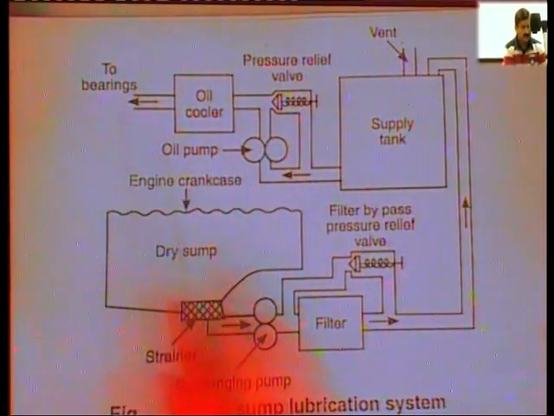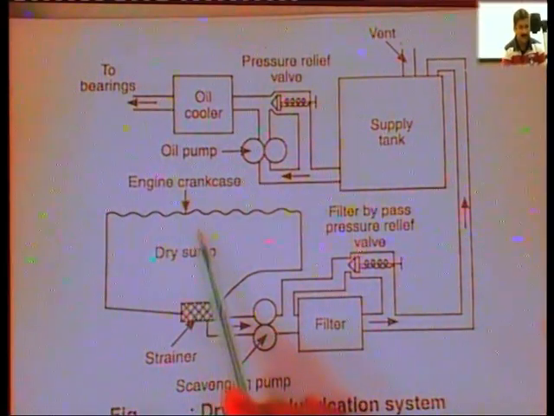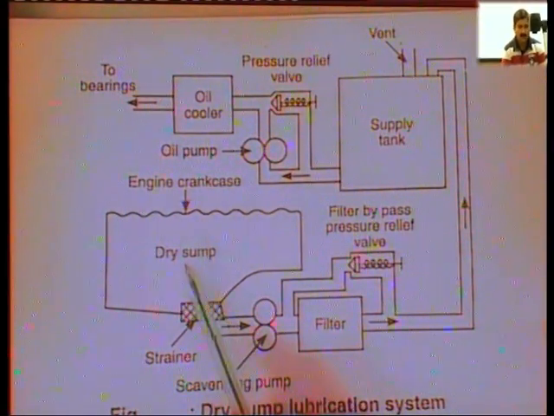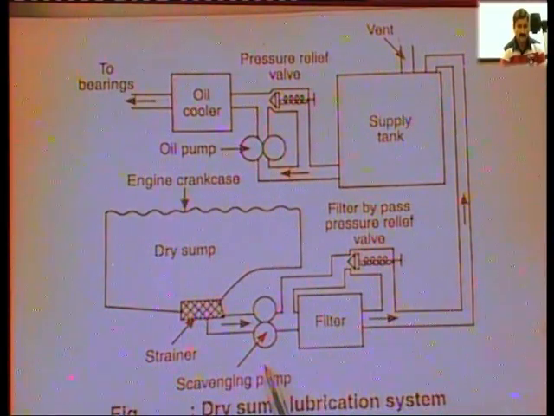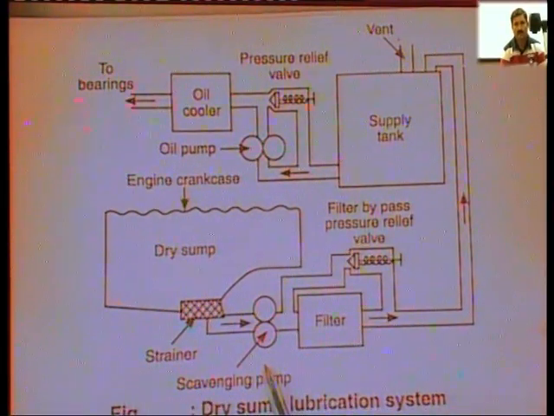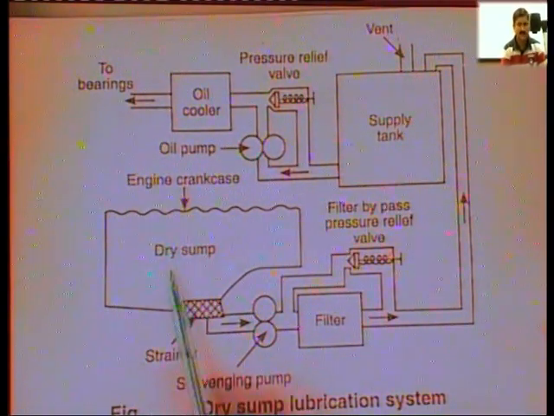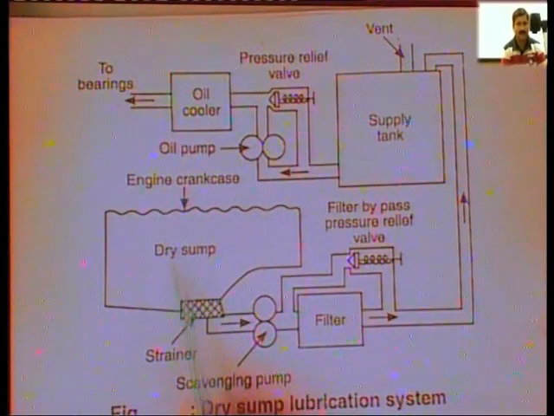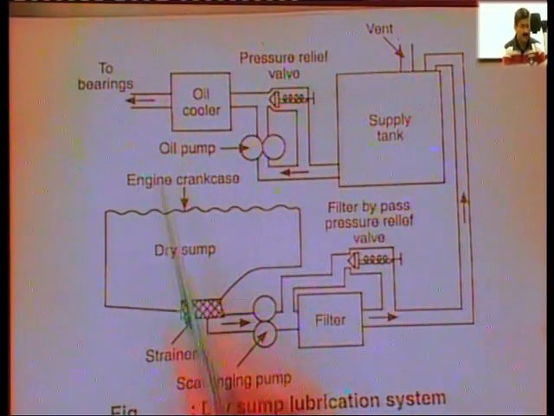After that, the lubricating oil falls to the engine's crankcase, and from that crankcase it is continuously sucked by another scavenging pump, but in the previous case it was continuously stored in the sump of the automobile engine. In this case, the oil falls in this sump. That is why it is called a dry sump, because it does not store any lubricating oil.